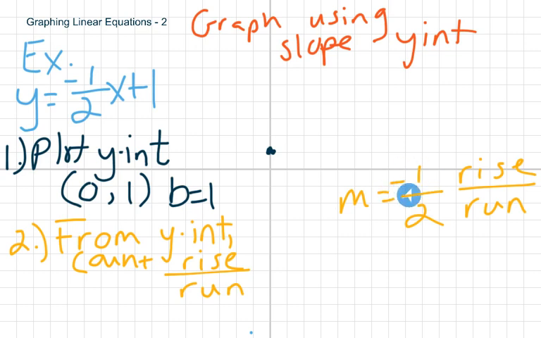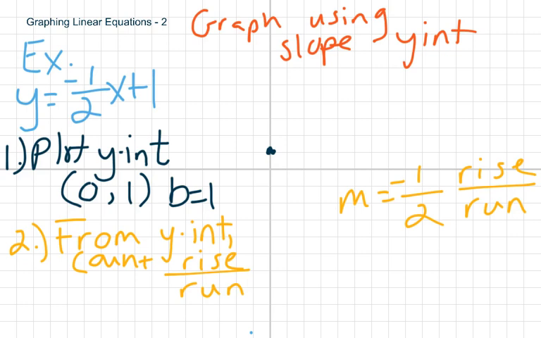If you have a negative, it means that you will count down. And if it's positive, you would count up. And then on your run, if it's negative, you count left. And if it's positive, you count right. If you always put your negative in the numerator, then you never have to worry about counting left, although you probably don't always want to do that.